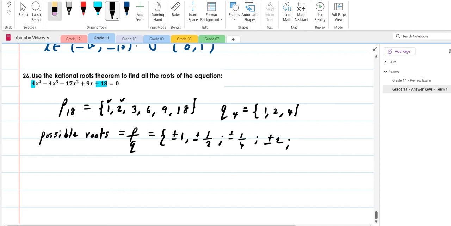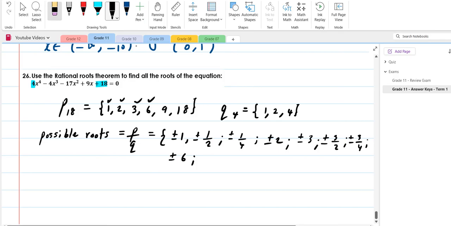Let's move on to 3. So plus minus 3. Plus minus 3 over 2. And plus minus 3 over 4. Right, so I'm done with the 3. Let's move on to 6. So plus minus 6. Plus minus 6 over 2, which is 3, no need to write. Plus minus 6 over 4, which is 3 over 2, no need to write. So I'm done with the 6.